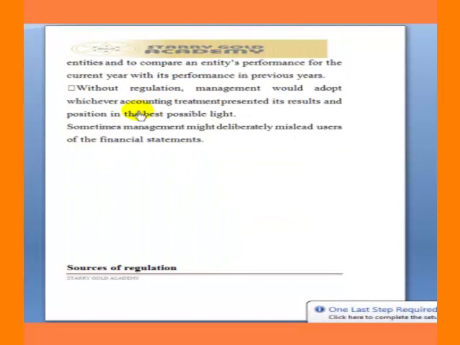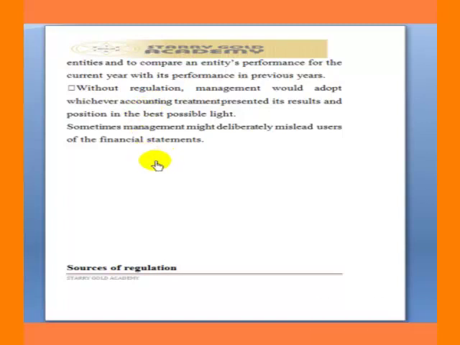Then finally, we need a regulator so that the management of a company won't just adopt whatever they feel like. They will have to prepare accounts in line with the laid down rules and regulations. For example, there is IFRS and there is IAS, which we are going to detail later. The regulator will ensure that every entity follows the rules stated, not that a company prepares the accounts the way they like. So they have to follow a guideline.